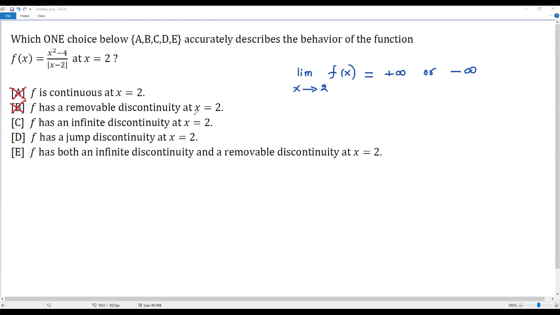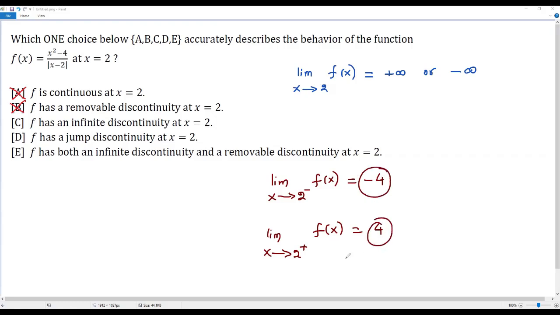Okay, how do we do that? We already got the left side limit and right side limit for f of x at x equals 2. Let me write the result. Limit x tends to 2 negative of f of x, the left side limit, is negative 4, and limit x tends to 2 positive, the right side limit, equals positive 4. So the left side limit and the right side limit, are they equal? No, they are not equal, because even though we get real values for the left side limit and right side limit of 2, they are not equal.